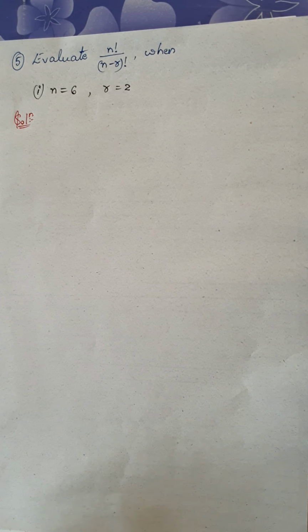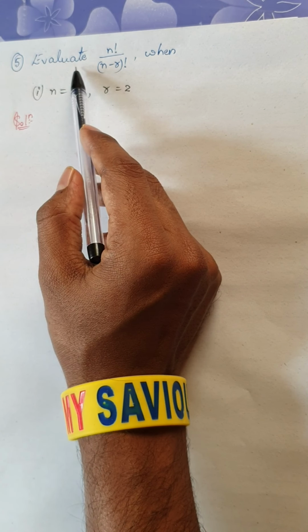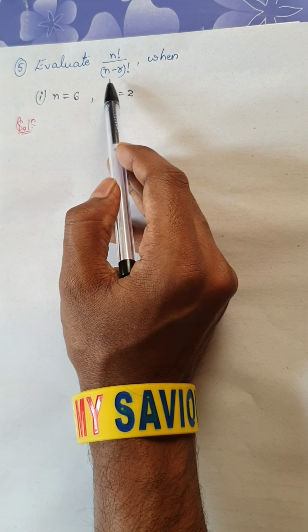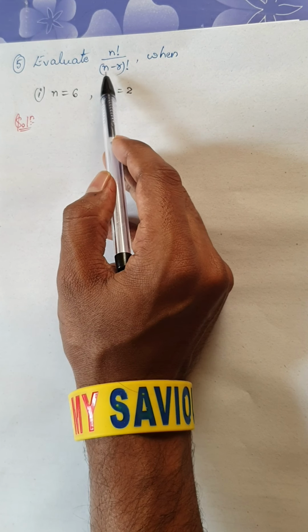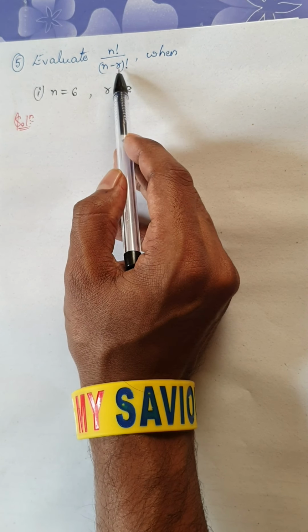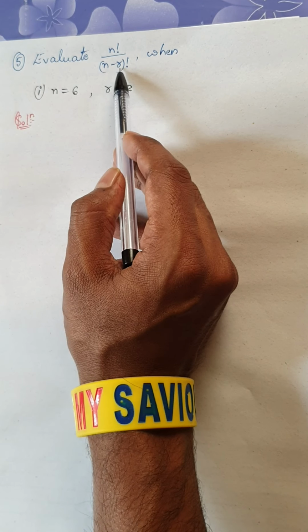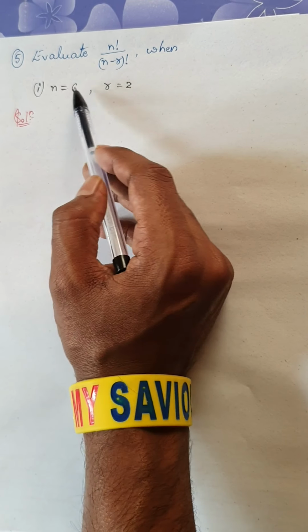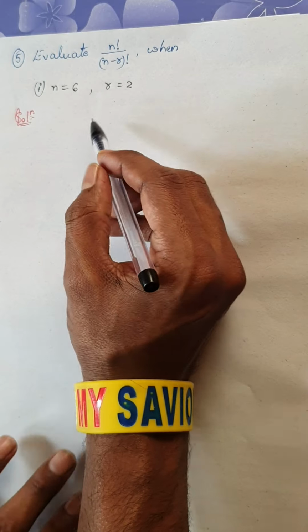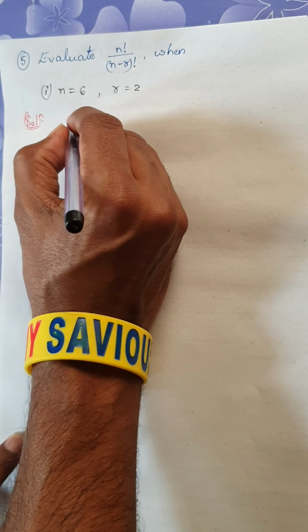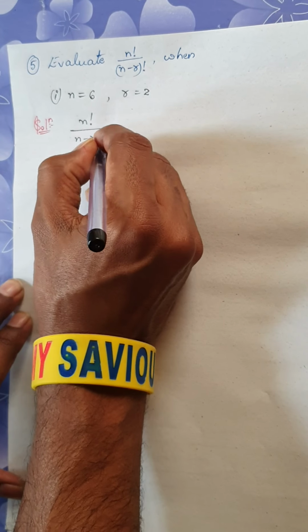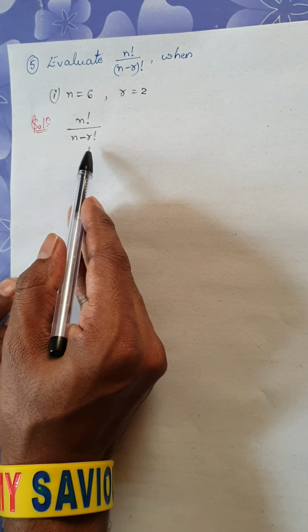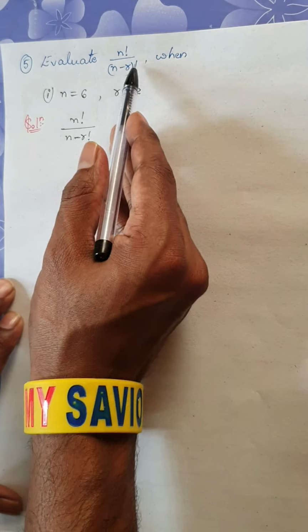So here is the question number 5. Evaluate, that means find the value of n factorial divided by n minus r whole factorial. Remember, don't write it as n minus r factorial. You have to use the bracket, which is n minus r whole factorial, when the values of n and r are given. Okay, so let us simplify. As I told you, we have to calculate n factorial by... what I told you is please don't write like this, because this is not equal to this.